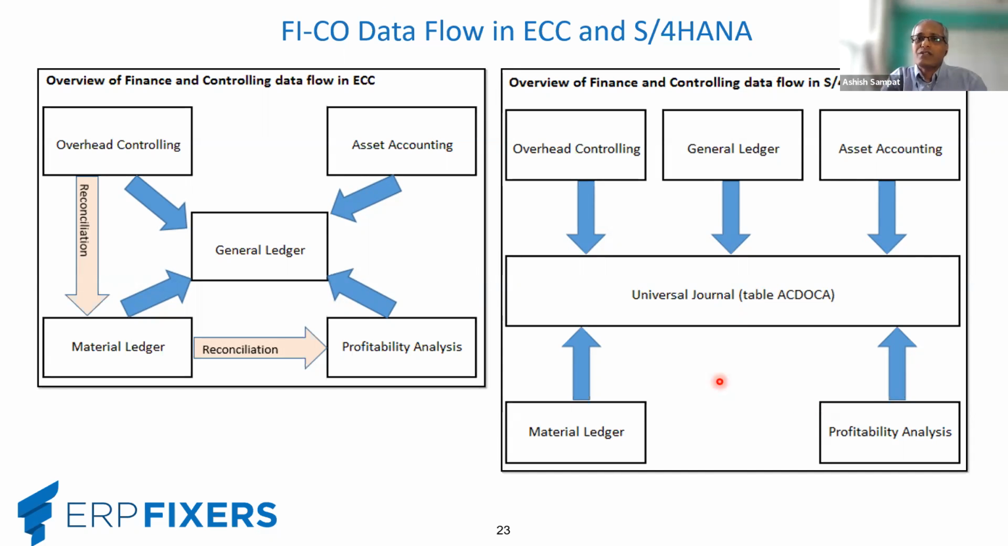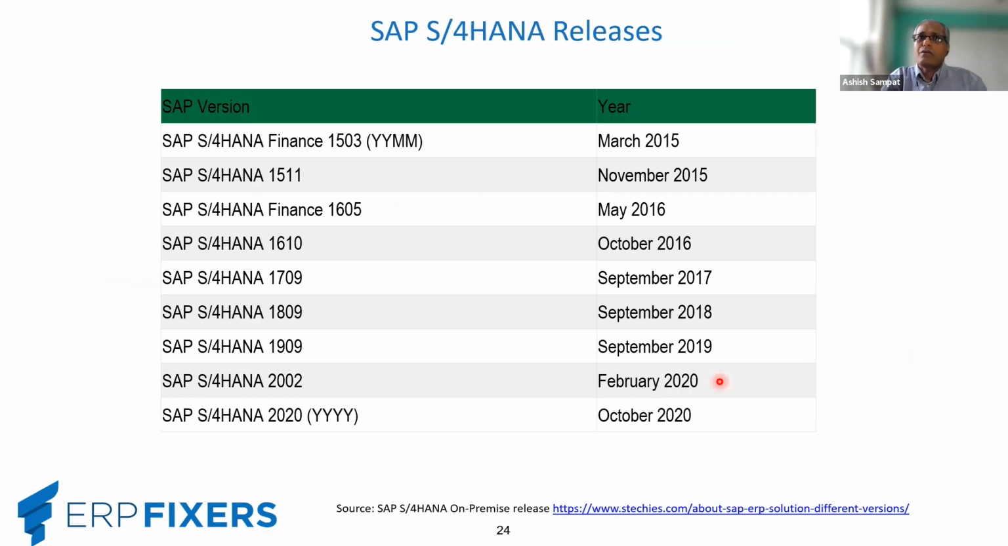So this is one big change. This is from the finance point of view I want to highlight. The other one is around the S4 HANA releases. You may have heard that the year and month are embedded in the naming convention. So when you say I'm working on S4 HANA 1709, it's the September 2017 version. Somebody says 1909, it's September 2019, and so on.